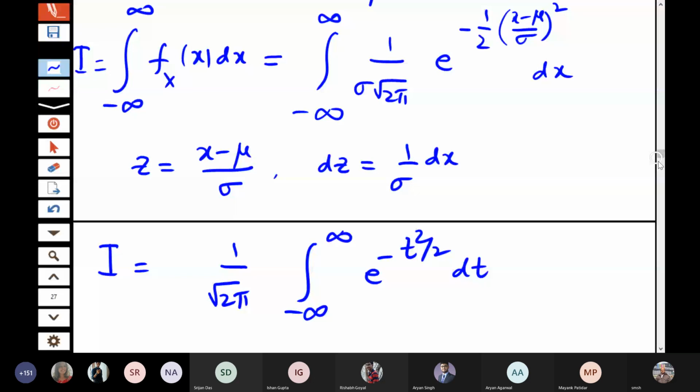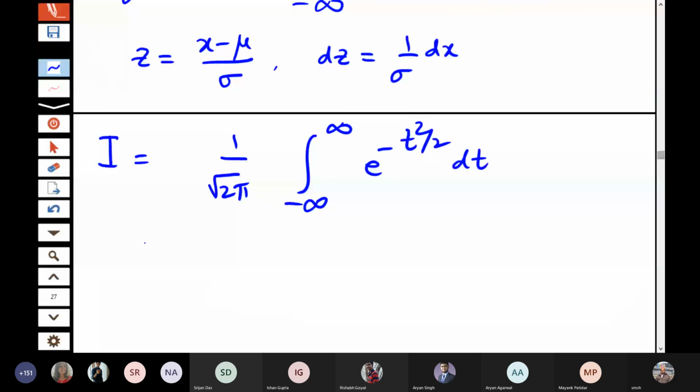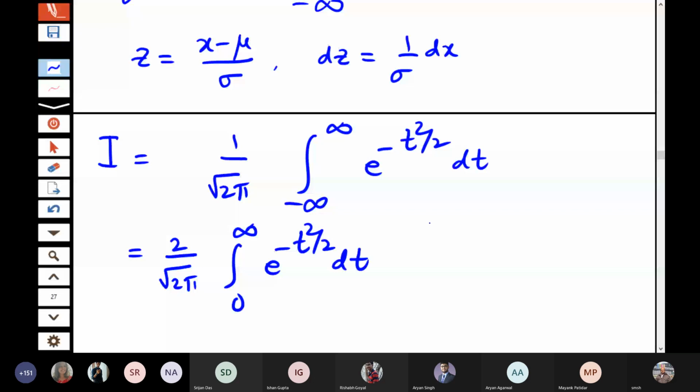So this is an even function. So this becomes 2 by root 2 pi, 0 to infinity e to the power minus t square by 2 dt. While doing the gamma function, you would have already done this integral, that this is actually root pi by 2. So this will cancel out, or you will get 1. But if you are not familiar, you can look at the methodology of calculation. You can now put, see, I wrote z here, not t. So let me make the corrections here.